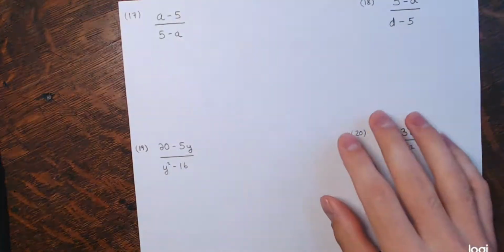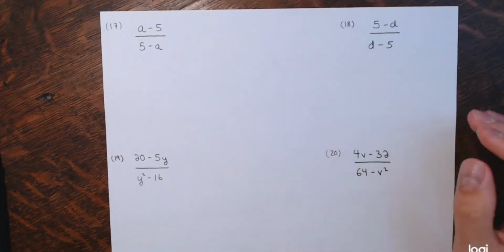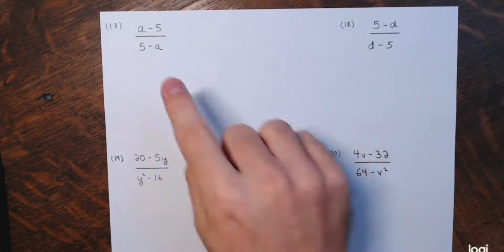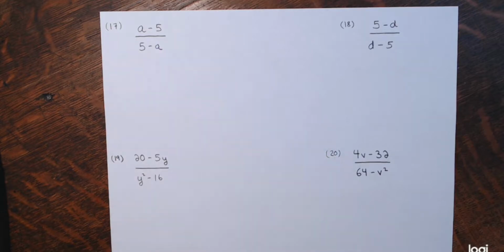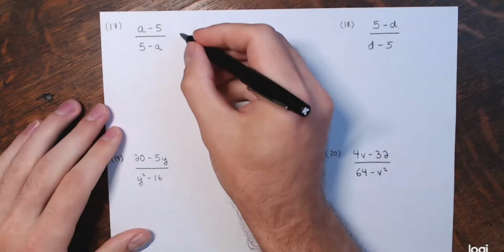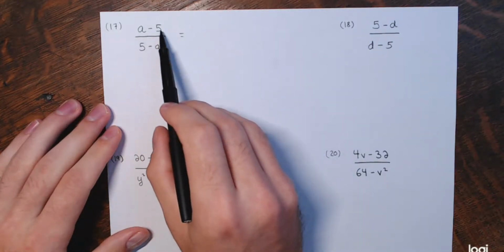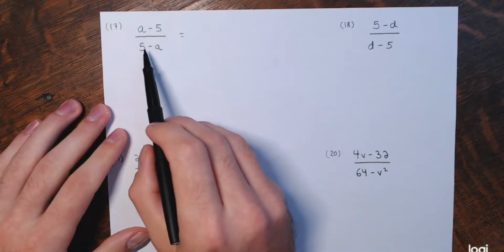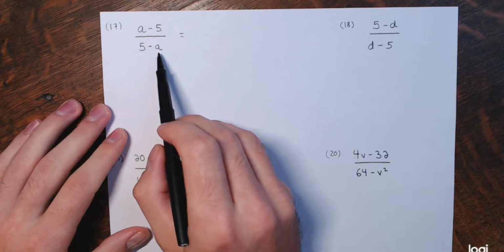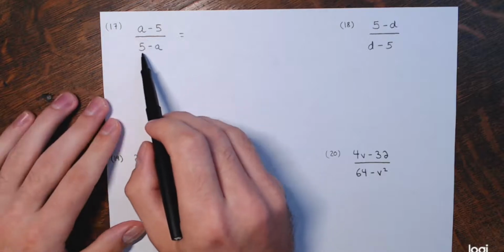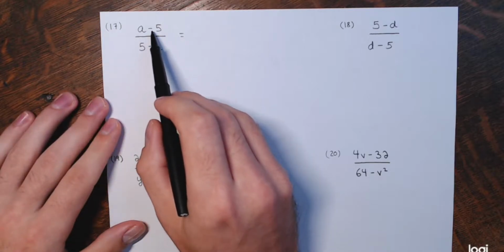Moving on now to example 17. Now examples 17 and 18 are very, very similar. Just, one has the variable d and the other has the variable a. Now the thing I want to point out in example 17 is, look at the numerator. You have a minus 5. The denominator, you have 5 minus a. Notice it's the same two numbers, a and 5, just opposites.